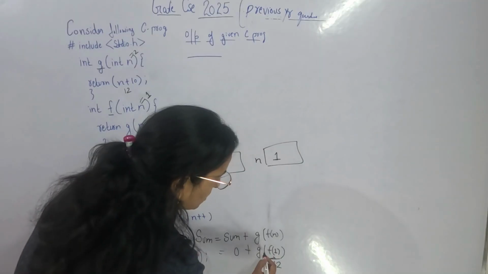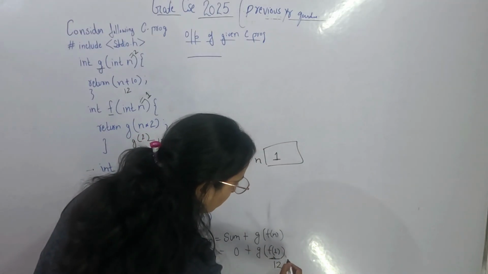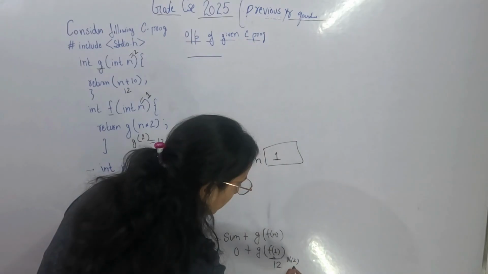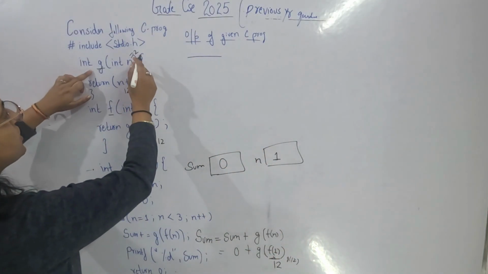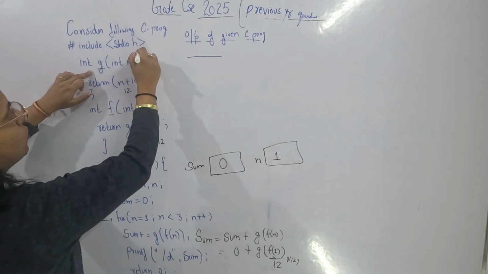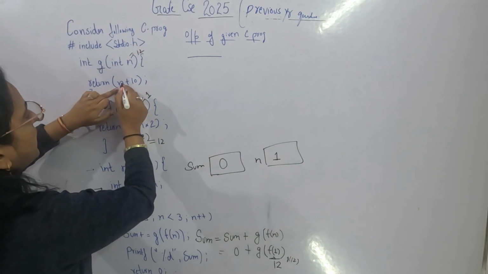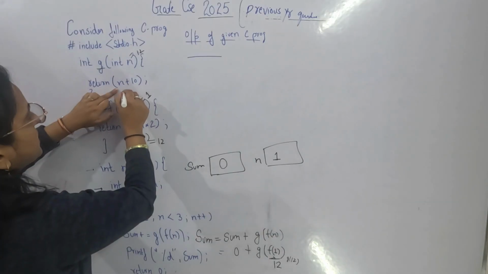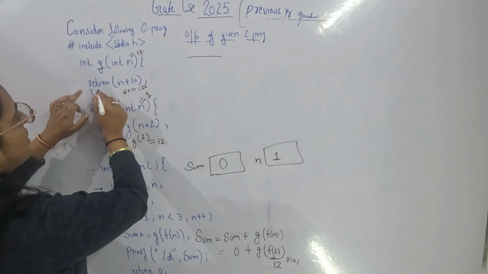Now this is completed, but what is left? g of 12. Now we have g of 12. So again, with the parameter value 12, we'll go to the g function. Now the n value is 12, and it returns n plus 10, which is 12 plus 10, so 22. So this g is returning 22.